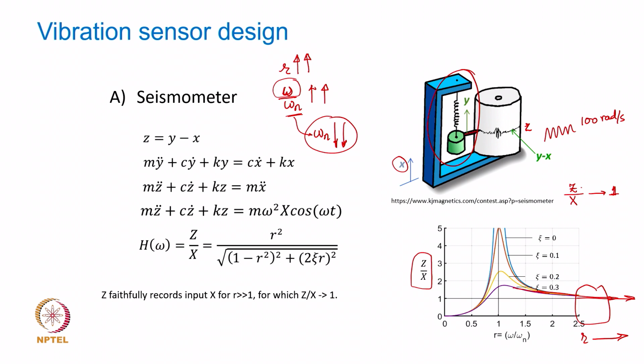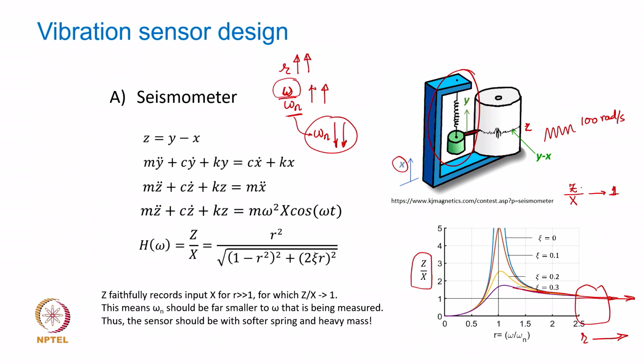For z faithfully recording the input x, r has to be very large, for which this ratio is going to approach 1, and therefore, omega n should be much smaller than the frequency that you are trying to record. Okay. And therefore, practically or physically, it means that the mass should be heavier and the spring should be softer. A compliant spring and a heavy mass will give you a very low natural frequency.